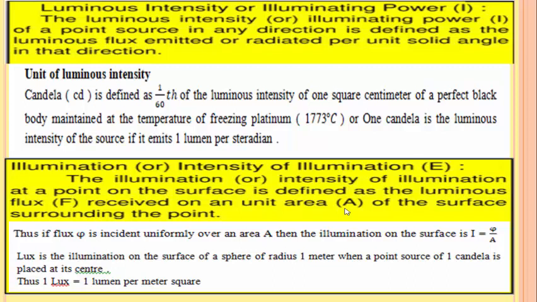Lux is the illumination on the surface of a sphere of radius 1 meter when a point source of 1 candela is placed at its center. Thus, 1 lux equals 1 lumen per meter square.